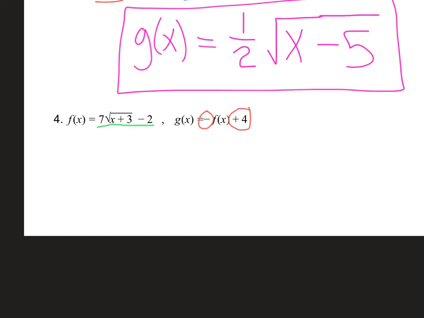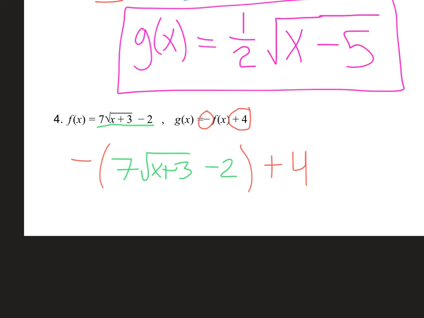So let's go ahead and write this f of x down here. So g of x equals, and I'm going to write this f of x first. So 7 square root of x plus 3 minus 2. And then these things are going to be happening to the outside of it. So let's go ahead and switch back to red. And I know that negative is outside of that f of x. And I also know I'm adding 4 to the outside of that f of x.